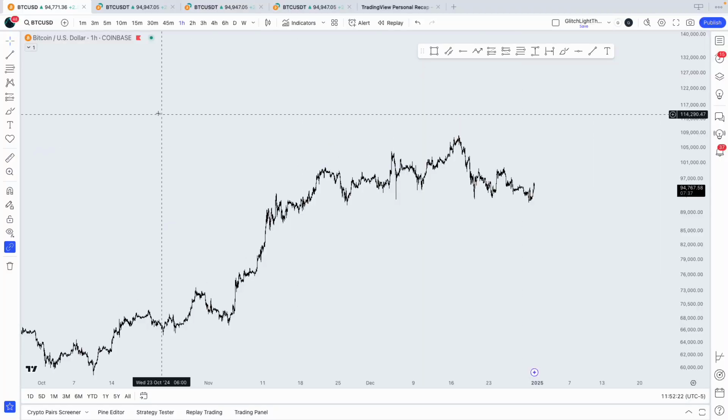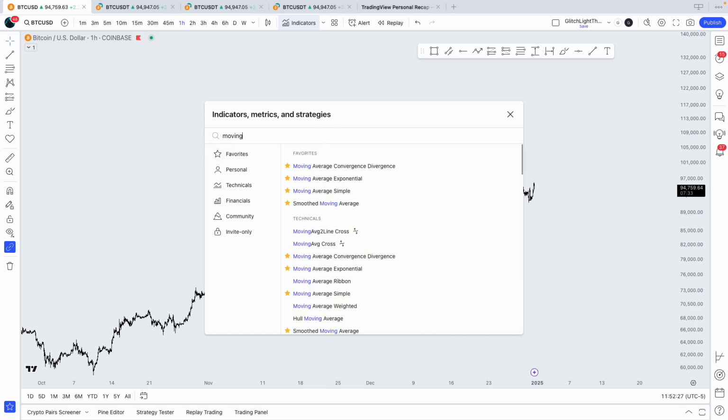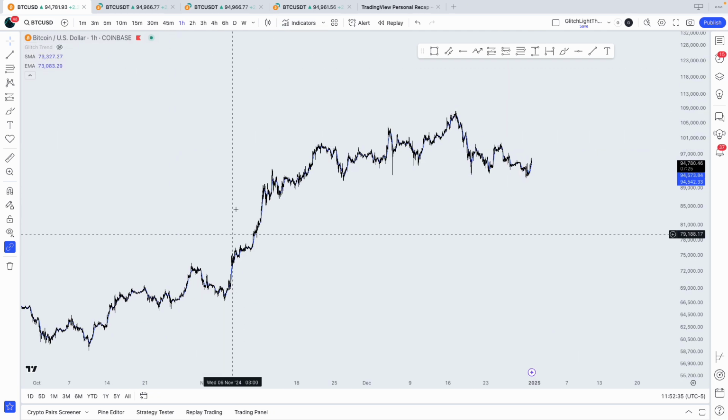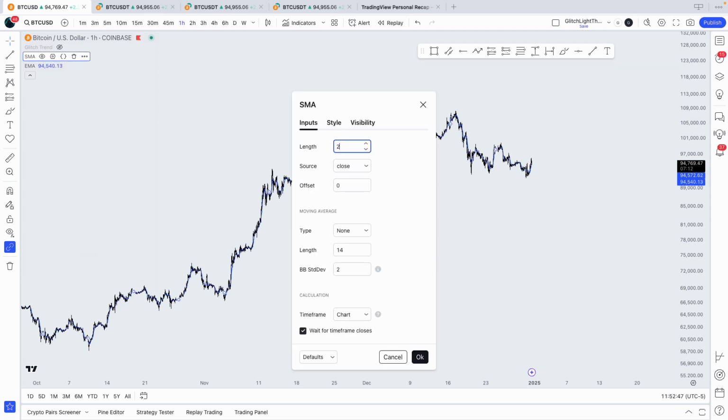Once you're in TradingView, I'm on the Bitcoin chart here. Simply go to Indicators and then search Moving Average. You want to add the Moving Average Simple and the Moving Average Exponential. They will show up right over here on the side. Currently it's just default, which is set at 9. The ones that I use are the 200 EMA and the 200 MA. So I'm going to change that here in the settings. Go to Inputs, change it to 200.